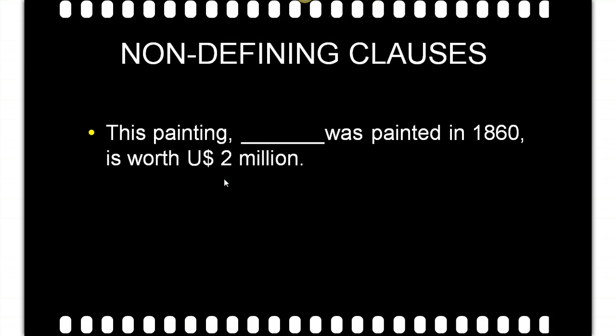So let's see an example here. This painting, which was painted in 1860, is worth $2 million. To complete the gap, which, because it refers to the painting, it's something. Now, can I omit the part of the sentence which is between commas? Let's see. This painting is worth $2 million. Does it make sense? Yes. So the previous information was extra to the understanding of the sentence.